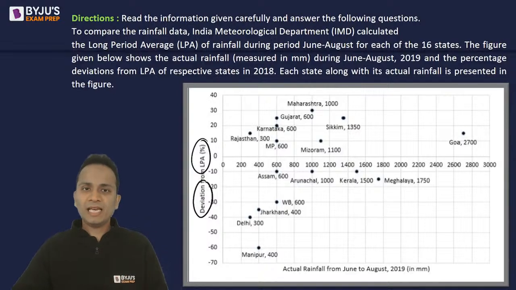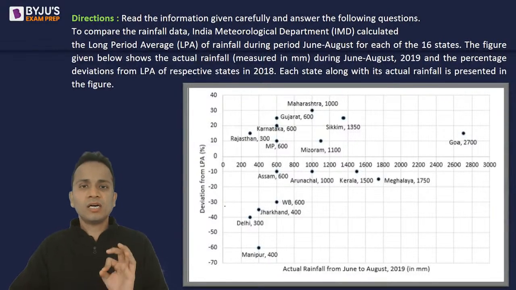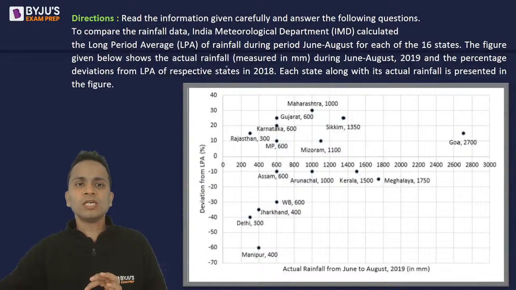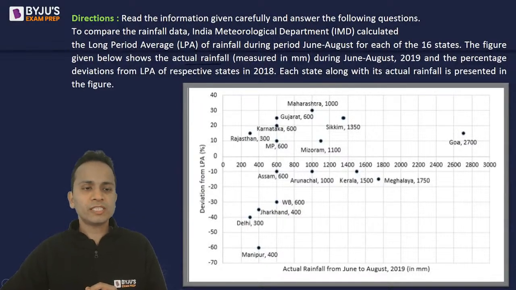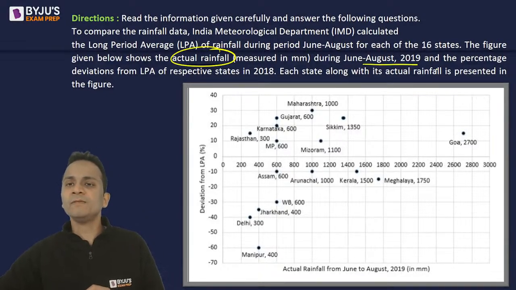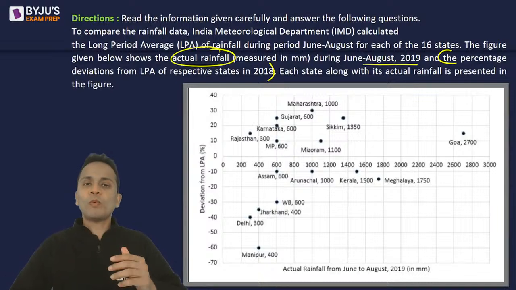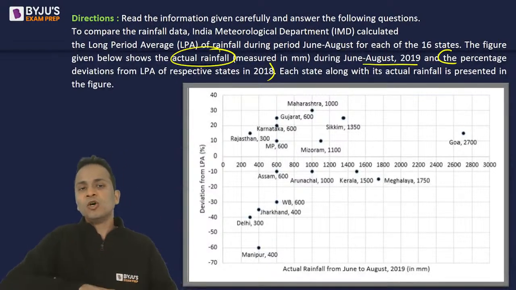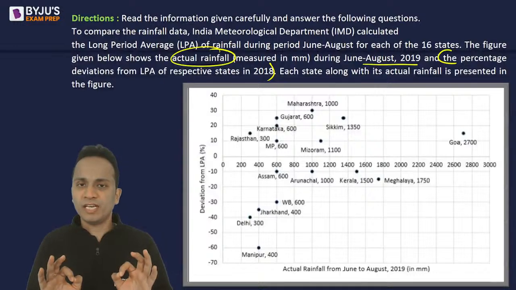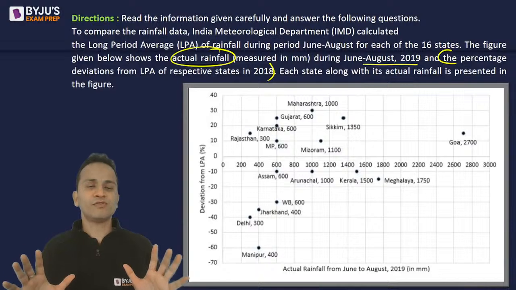So they have given LPA, they have mentioned that the calculation of LPA is done, but how it is done is not mentioned. What this figure is saying, the figure shows the actual rainfall. So it is giving us two things, the actual rainfall for the year 2019 and the percentage deviation from LPA of the respective states in 2018. So 2018 का जो भी LPA था उससे percentage deviation given है. So these are the two things which are mentioned in this figure.